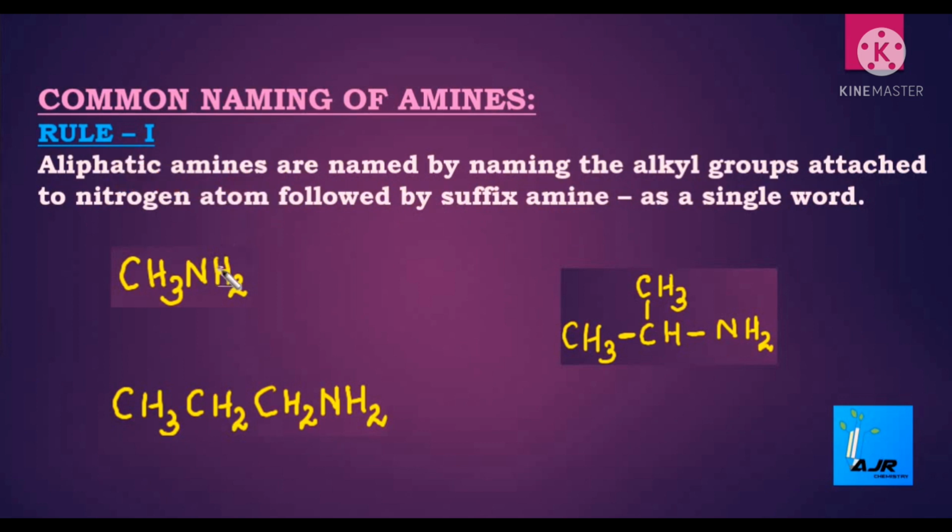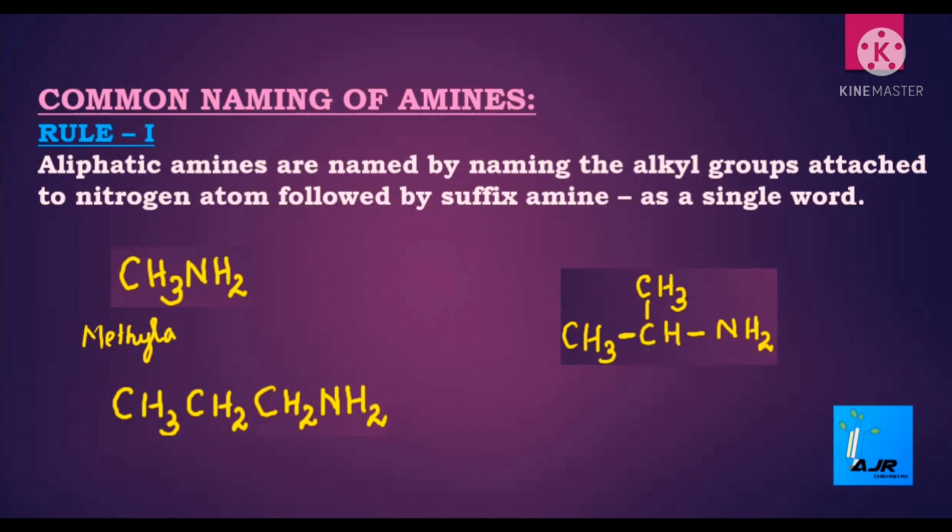In the case of an aliphatic amine, the name of the alkyl group should be written first, followed by the name amine. This is the amino group. It should be written as a single word. Understood? So what is this? Methyl, is it not? How will you write? The name of this compound is methyl.